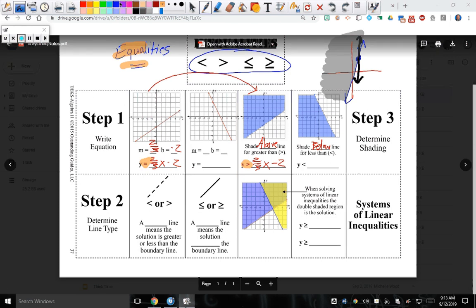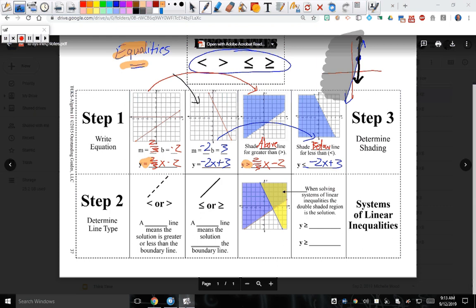This equation right here, what's the m? What's the slope? -2. And what is the y-intercept? 3. So this would be -2x plus 3. The same over here. -2x plus 3. The only difference is, again, notice that it has the inequality symbol. If you don't see equals, if it doesn't have that equals, it's going to be dashed.